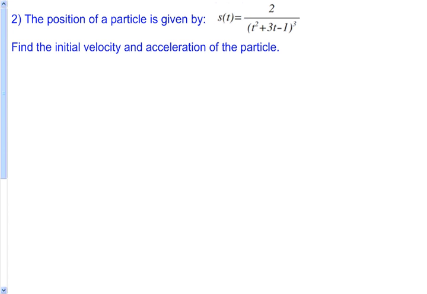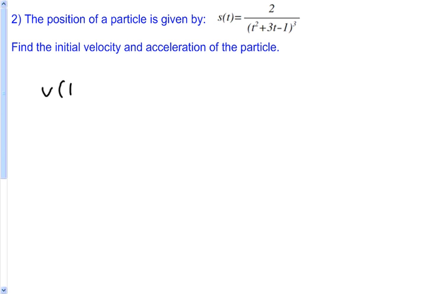All right, question 2 here. The position of a particle is given by, this is a function of t, s(t) equals 2 over (t squared plus 3t minus 1) all cubed. We want to find the initial velocity and acceleration of the function. So we know right away that if we're going to find velocity and acceleration, we're going to need to find the first and the second derivatives of this function.